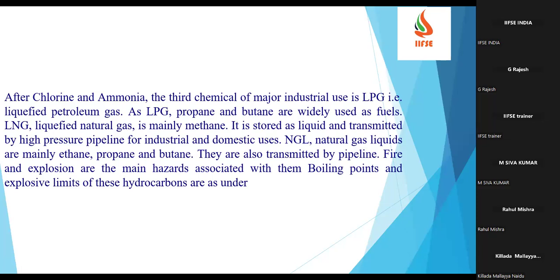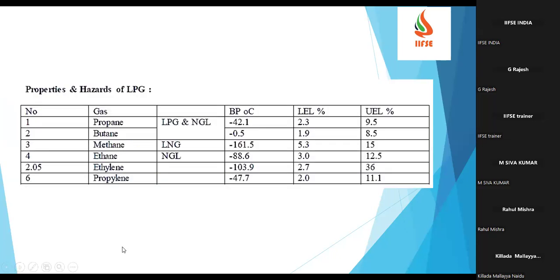They used to run thousands of kilometers, these pipelines. So they are very highly dangerous if people are unaware, or they do any digging by using JCBs, etc. So if you see the properties and hazards, the nature of these chemicals, propane and butane, which are nothing but LPG and NGL, natural gas liquids, their boiling points are -42.